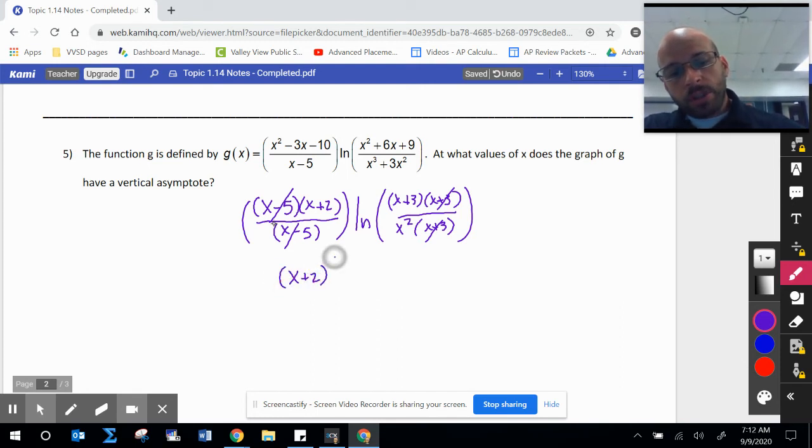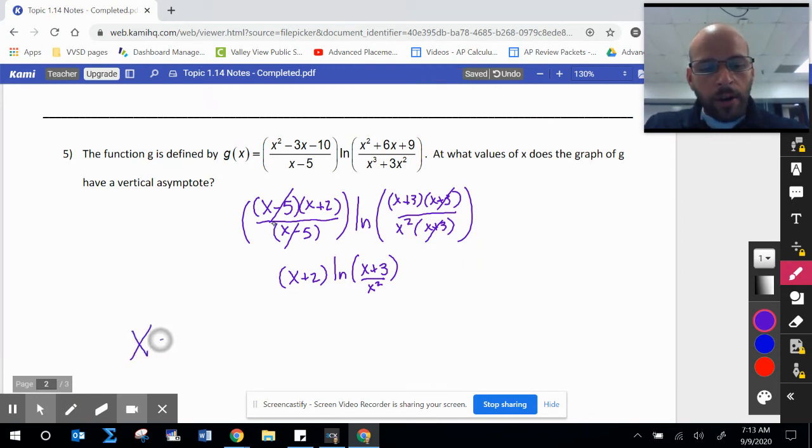So I have an x plus 2 times the natural log of x plus 3, over x squared. Now, I want to know what happens as I go to infinity for these. Oh, I forgot over x squared. Sorry, guys. So where are my vertical asymptotes going to be? Well, I know without a doubt I'm going to have a vertical asymptote at 0 because it's going to make the denominator of my natural log 0. So I know that there is a vertical asymptote at 0.